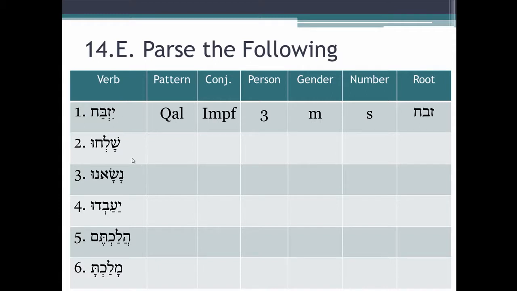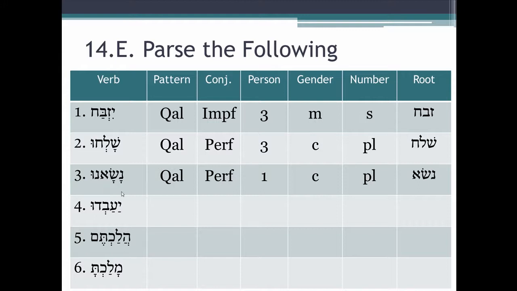Number 2, shalchu. Does it have a prefix? No. So it's going to be Qal perfect, and then the long U ending is third common plural. Number 3, nasa'nu. Does it have a prefix? No. So what in the Qal perfect ends with nu? That's going to be first common plural.